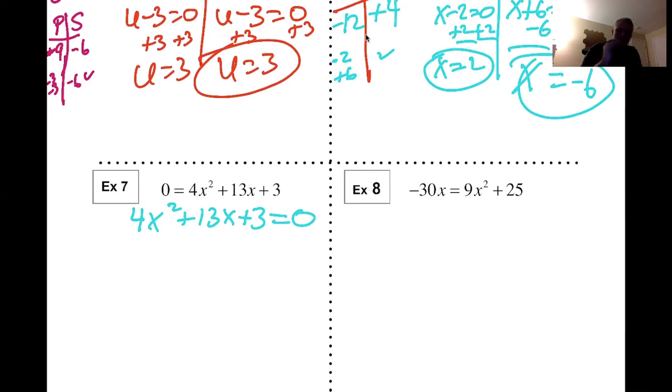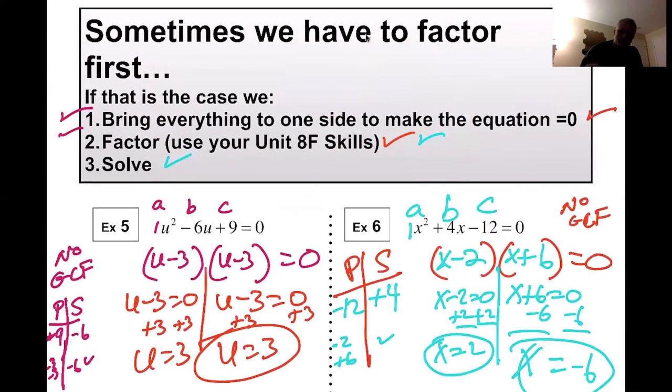Okay, so step 1, there's an equal 0. Got it. Step 2, 8F skills. Let's factor.